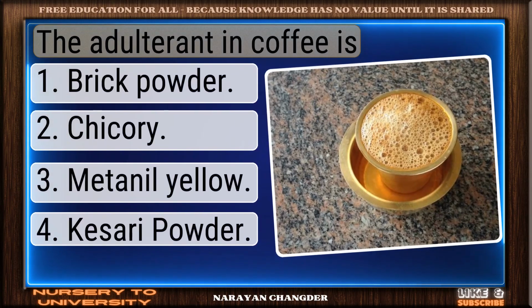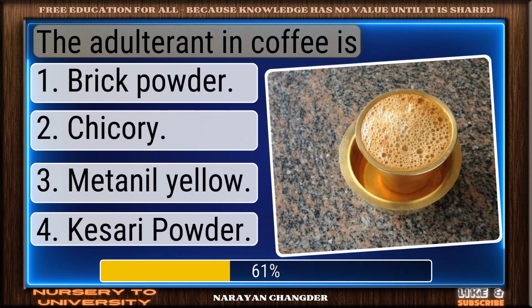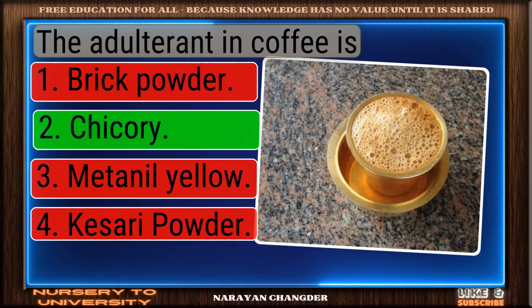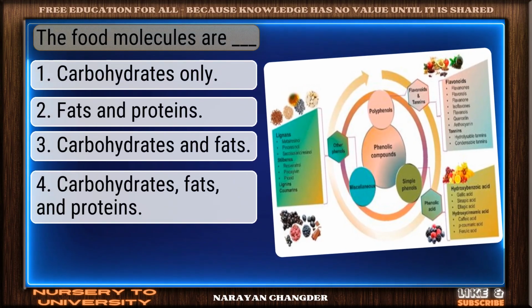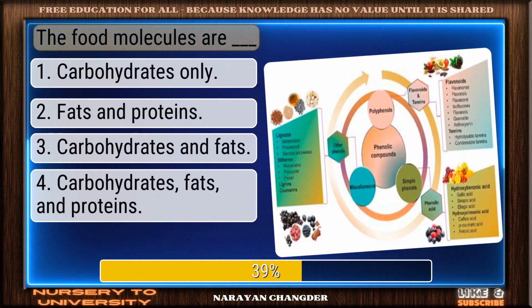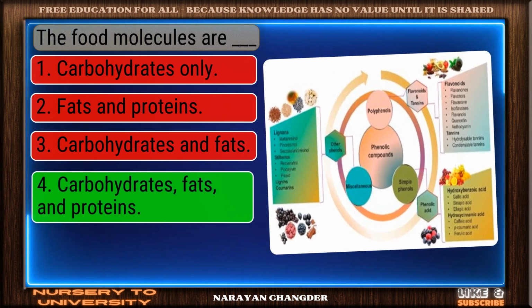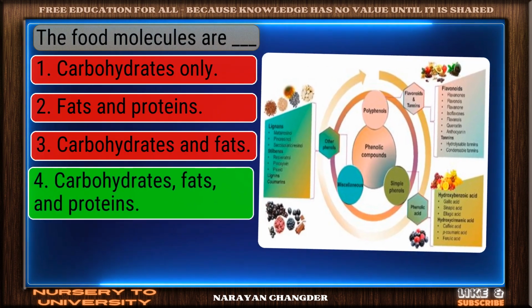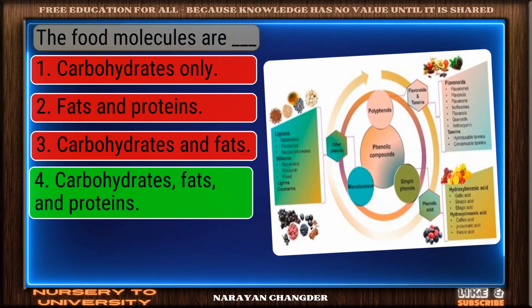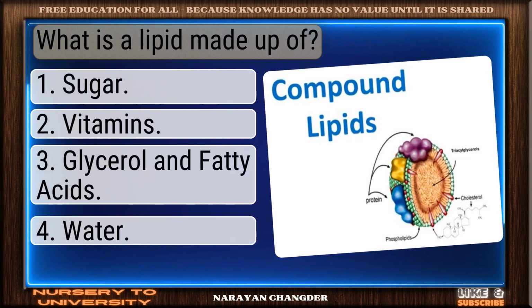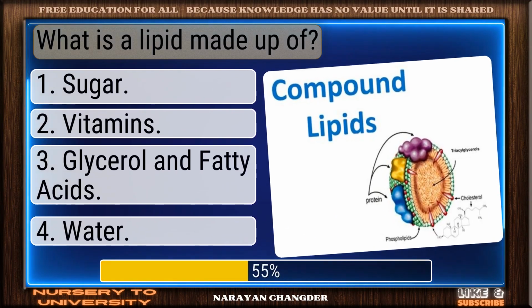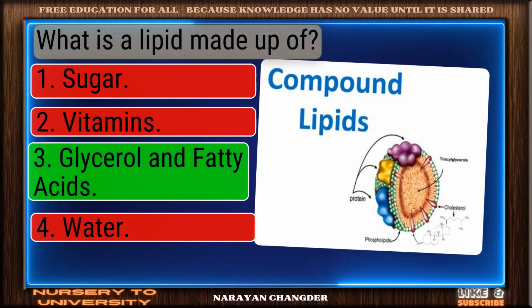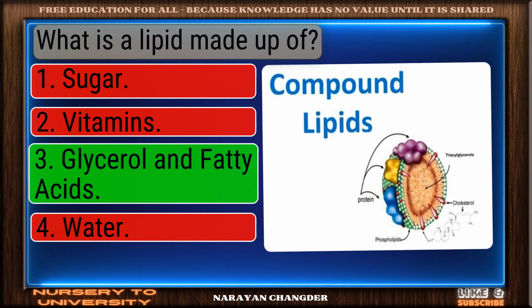The adulterant in coffee is? Perfect. Chicory is the correct choice. The food molecules are dash. Right again. Carbohydrates, fats, and proteins is a valid answer. What is a lipid made up of? Well done. Glycerol and fatty acids is the right choice.